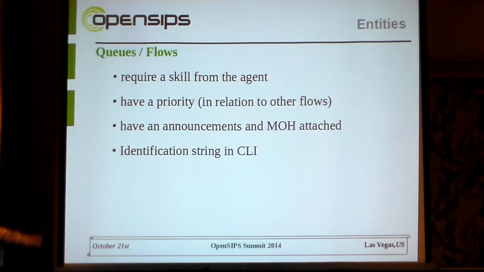Then you have the announcements and the music on hold, so basically the media-related configuration for the flow. And optionally you can have an identification string. Actually, it's a prefix that is added into the display part of the From header. So when the agent receives the call, it sees as a prefix an identification of the flow, to know exactly what kind of call it receives, because it may receive calls from multiple flows at the same time. So aside from the real caller ID, it gets a prefix indicating, okay, that's customer support, or that's emergency, or whatever.